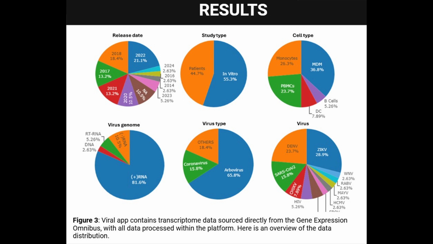Currently, Viral App includes 44.7% of transcriptomes from patient samples and 55.3% from in vitro experiments involving cells such as monocytes, macrophages, PBMCs, and others like B cells and dendritic cells. These cells are predominantly infected with positive sense RNA viruses, including coronaviruses and arboviruses. Specifically, viruses like dengue, Zika, chikungunya, and SARS coronavirus 2 are covered.